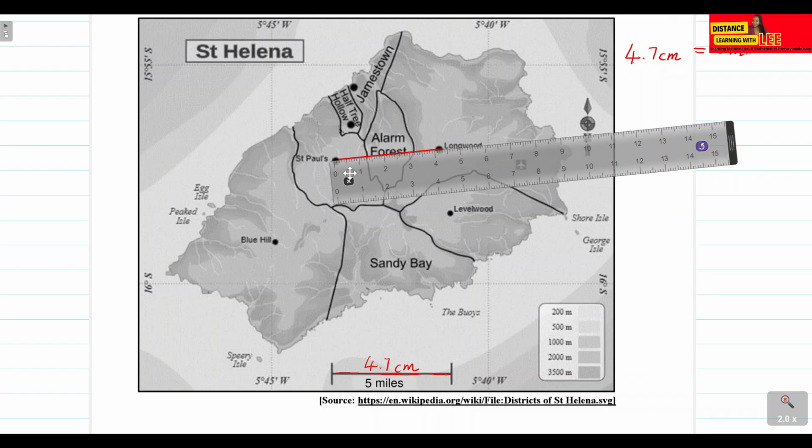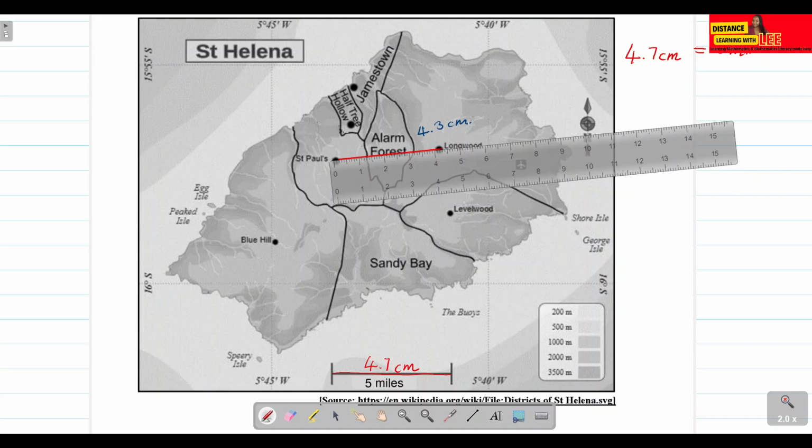I'm going to try to be accurate with how I place my ruler. Okay, so I'm going to say that the distance from St. Paul's to Longwood is 4.3 centimeters based on what my ruler is telling me. That is the distance on the page.